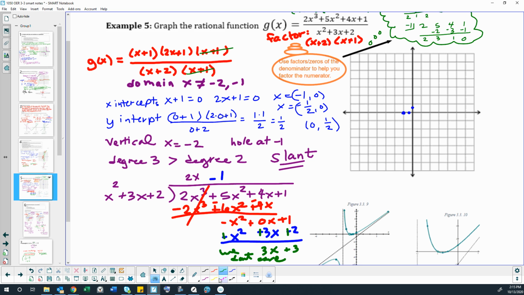Okay, all we care about is this part right here, the 2x minus 1, because that is our slant asymptote at y equals 2x minus 1. Alright, let's throw our asymptotes in there. So we have a vertical asymptote at x equals -2, and we have a slant asymptote at 2x minus 1.